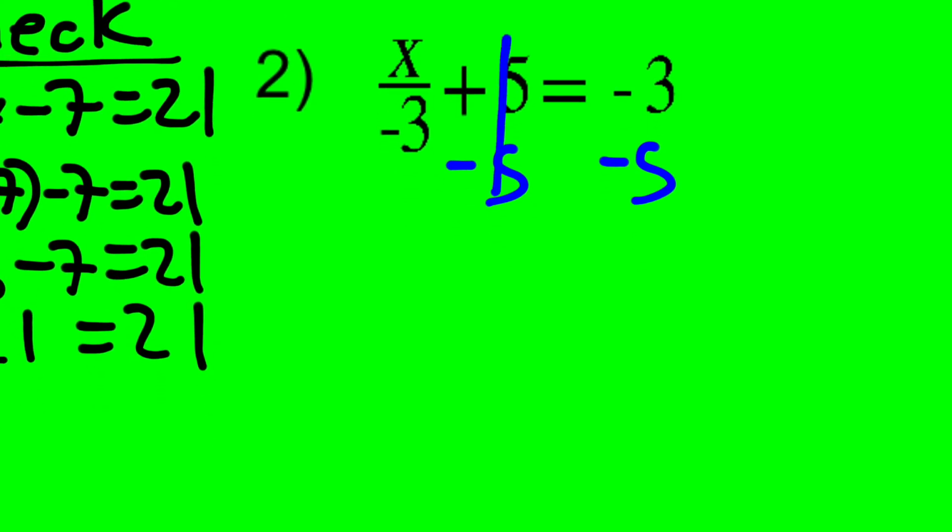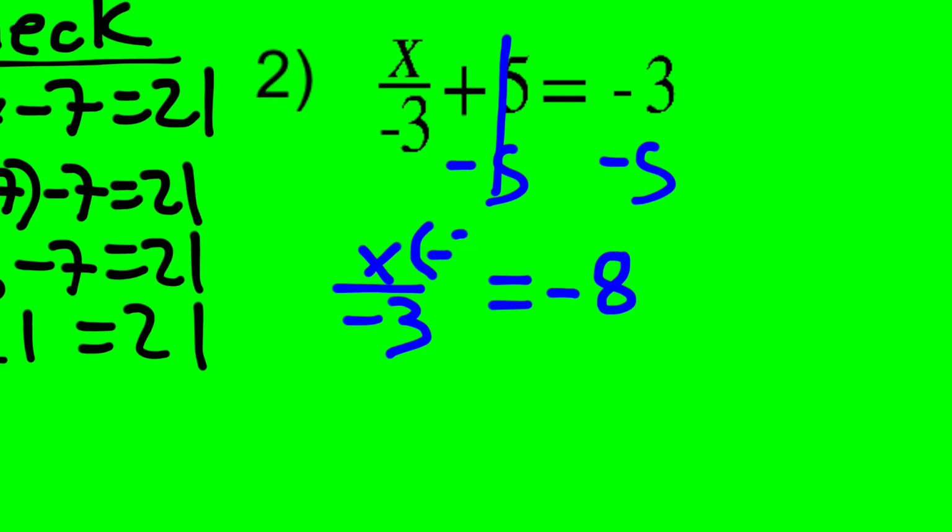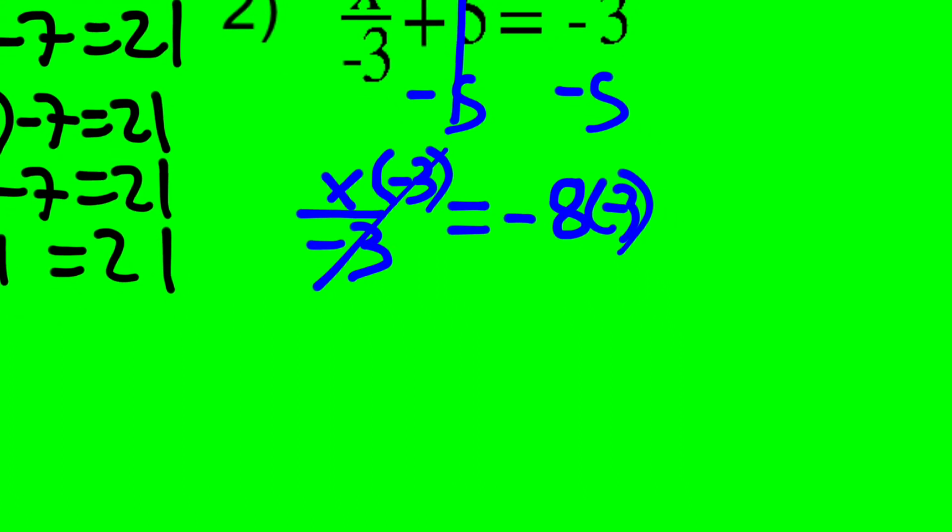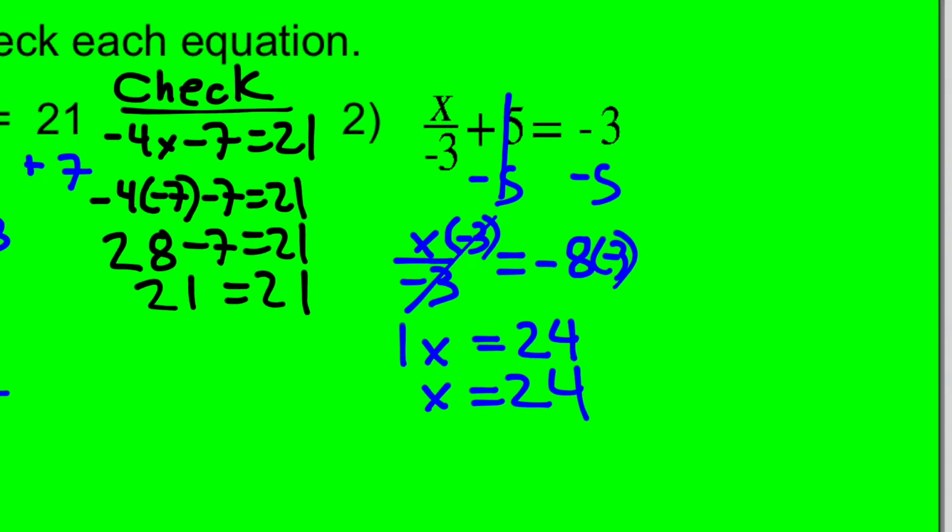This goes away, and I'm left with x divided by negative 3 equals negative 3 and negative 5 make negative 8. And I'm left with a multiplication equation. To solve it, I multiply this side of the equation by negative 3, do the same thing over here. Negative 3 divided by negative 3 gives me positive 1x, and negative 8 times negative 3 is positive 24, or x is equal to 24.